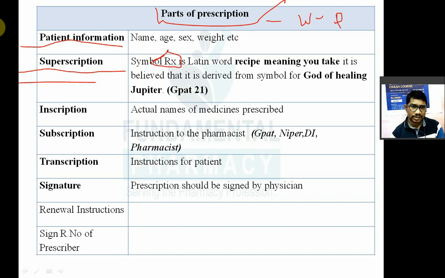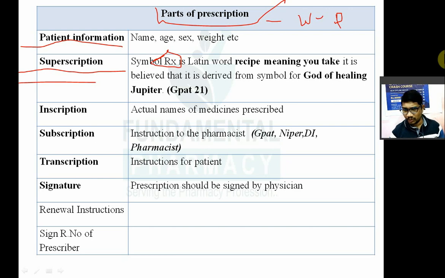Now what is superscription? In the superscription you will have the symbol Rx. What do you mean by Rx? You might have seen a few students writing their name as DRx. So what is Rx, the one in the superscription? It is a Latin word. Rx is coming from a Latin word.